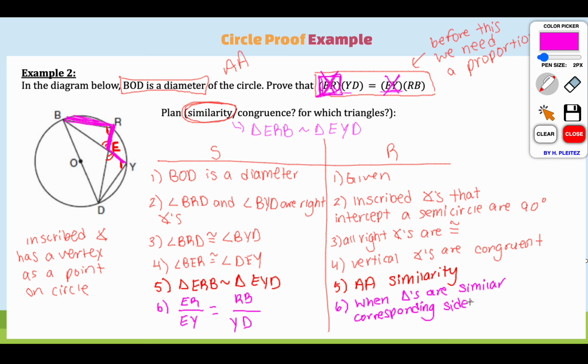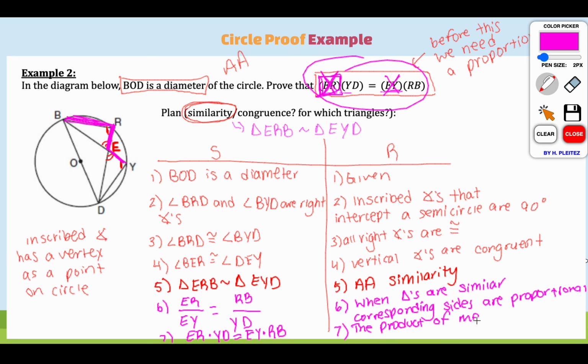And then last but not least, you really cross multiply, but that cannot be your reason. So number 7, you're just going to restate this here. So ER times YD equals EY times RB. And your reason here is the product of the means equals product of extremes.